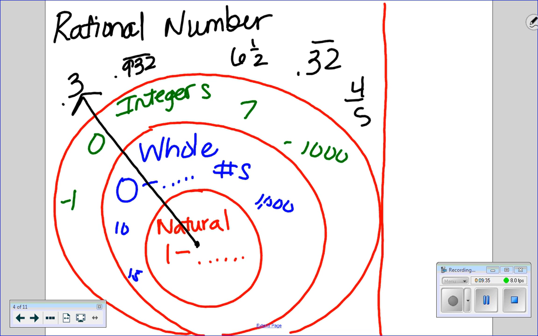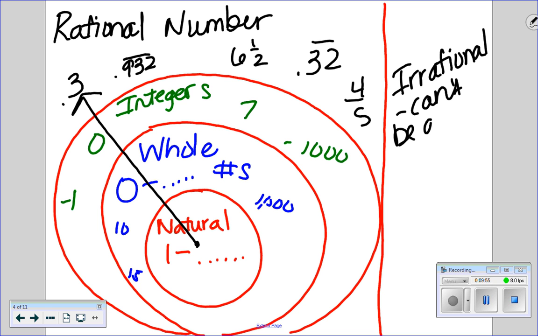And everything on this side is rational. So everything over here can be changed to a fraction. Now what about this guy over here? What do you suppose this area is? Irrational numbers. It's numbers that cannot be changed to a fraction. So irrational can't be a fraction. And examples of this, pi.